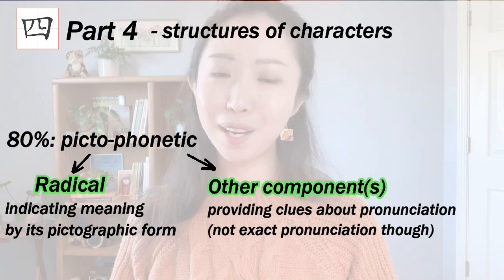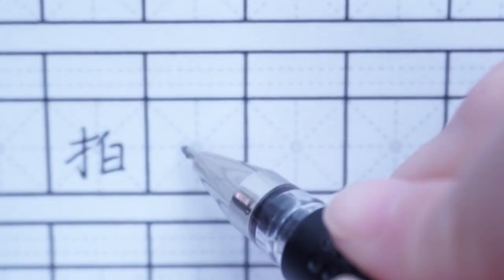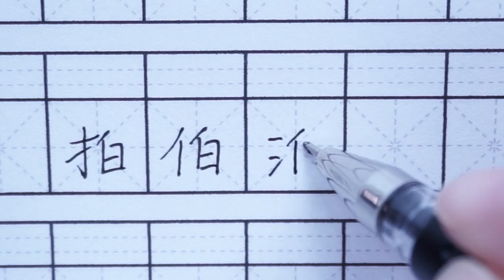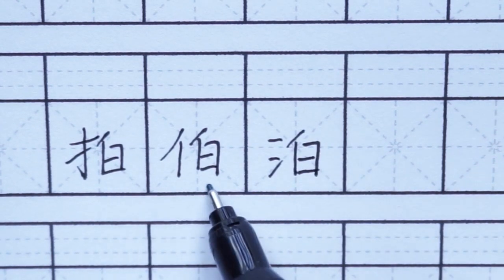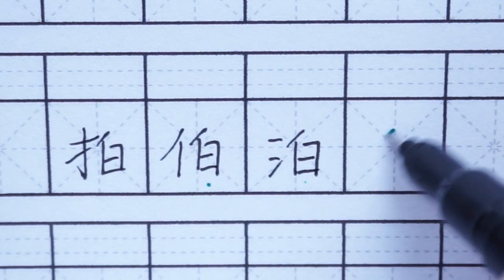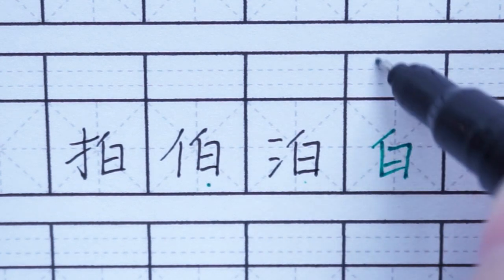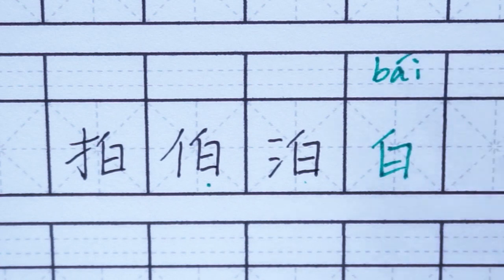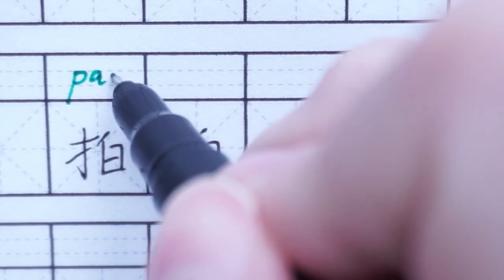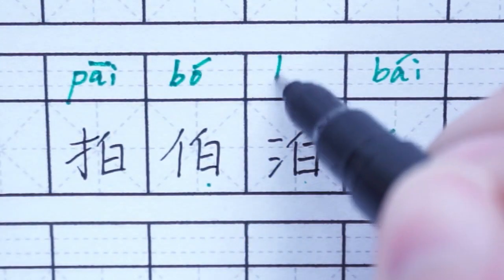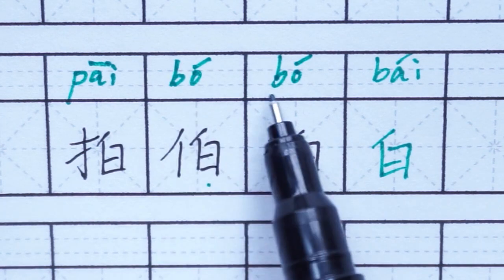Let's use the same characters. These three characters have different radicals on the left-hand side, but three of them share the same component on the right-hand side that is pronounced as bai. These three characters are respectively pronounced as pai, bo, bo. The second and third characters are both pronounced as bo.